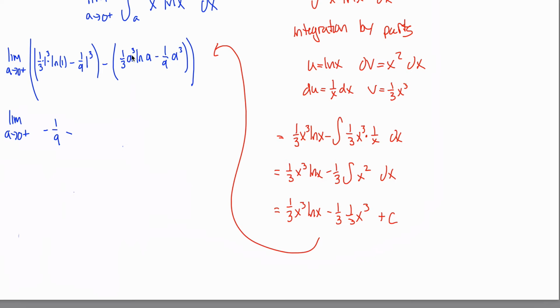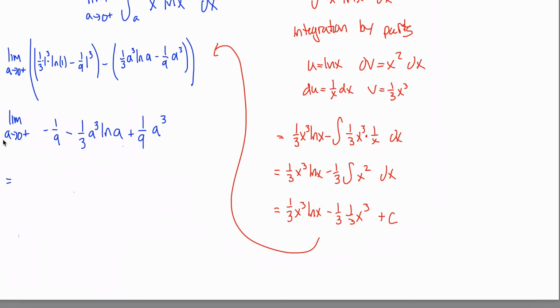minus 1/3 a cubed natural log of a. Sorry if those look like 9s. And then this minus and this minus makes this plus 1/9 a cubed. Sorry, those look so much alike. I'll try harder. I don't like fractions. You might. I don't. That's not true. I really have nothing against them, but I'm going to pretend I don't.